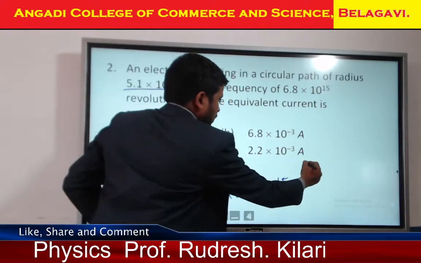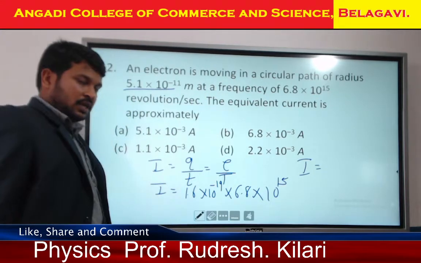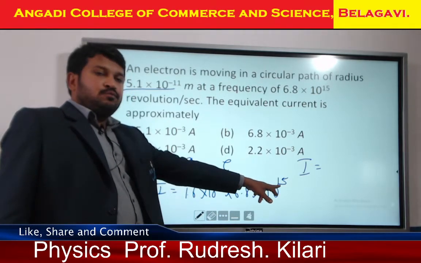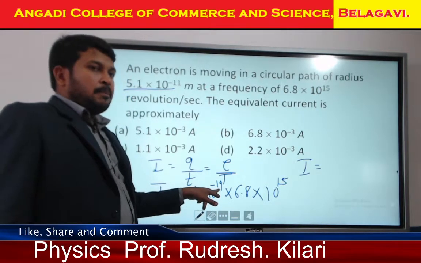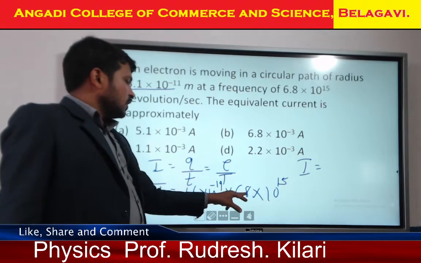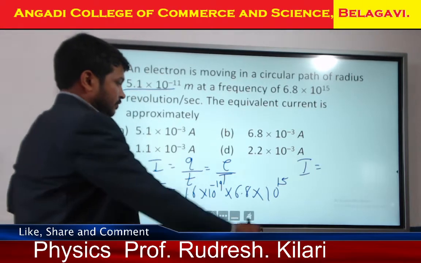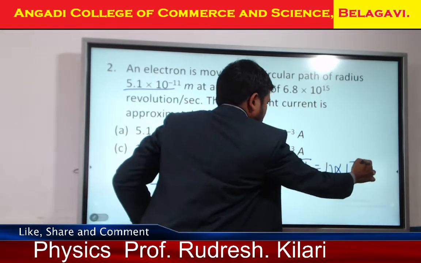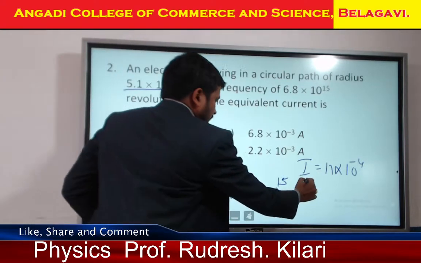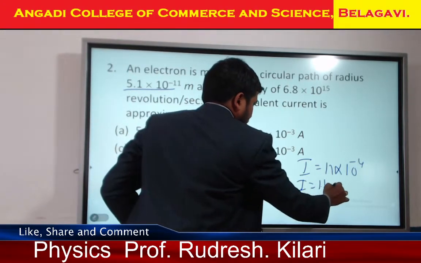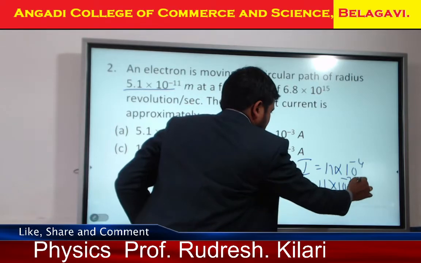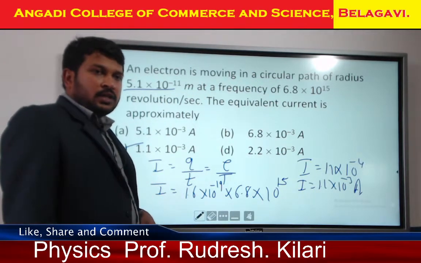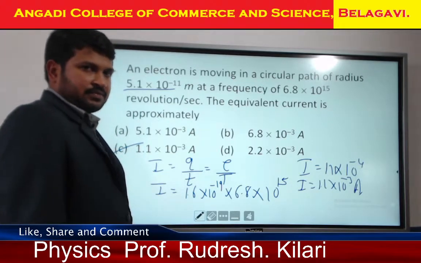Now let's simplify. I equals 1.6 into 6.8 with 10 to the power of 15 and 10 to the power of minus 19. 1.6 into 6.8, how much can we get? 11, so 11 into 10 to the power of minus 4. I equals 1.1 into 10 to the power of minus 3. What is the answer here? The answer is 1.1 into 10 to the power of minus 3 ampere. Okay, students?